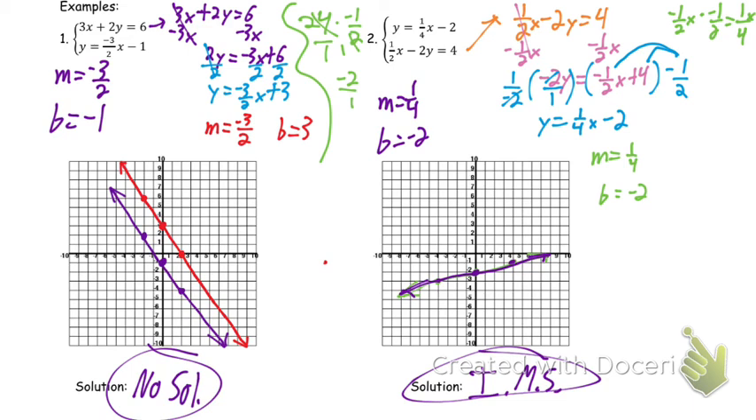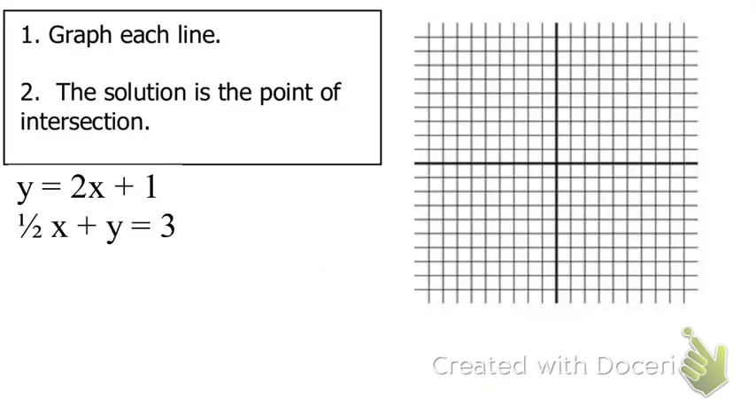Questions over that at all? On this foldable, we have a couple quick instructions of how to do it. You graph each line, you figure out where they intersect. And then it has an example problem that we're going to do in the middle.